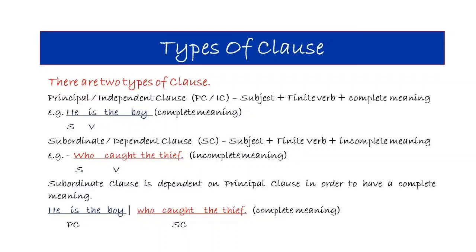Next, subordinate clause comprises a subject, a finite verb and an incomplete meaning. For example, who caught the thief? Here, who is the subject and caught is the verb. The entire sentence is incomplete in meaning as it is not an interrogative sentence. Please note, subordinate clause is dependent on principal clause in order to have a complete meaning. When we read the sentence as, he is the boy who caught the thief, the entire sentence has a complete meaning.